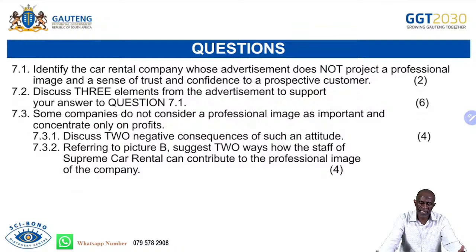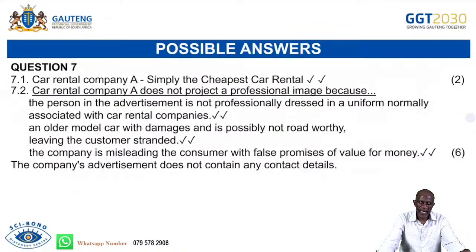Discuss 3 elements in 7.2 from the advertisement to support your answer in question 7.1. Some companies do not consider a professional image as important and concentrate only on profit. Discuss two negative consequences of such an attitude. Referring to picture B, suggest two ways how the staff of Supreme Car Rental can contribute to the image. Now let's quickly look into the marking guide.